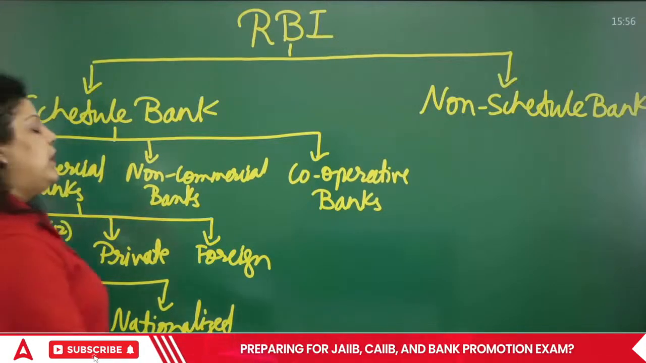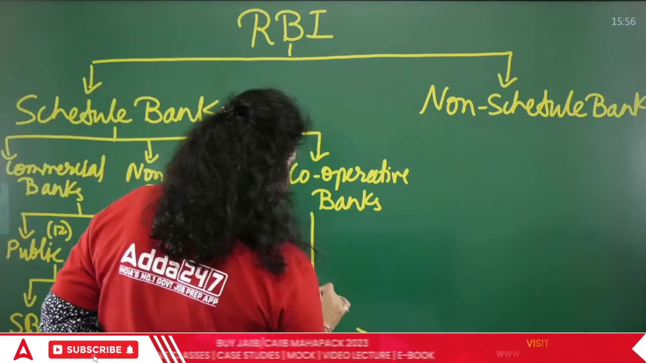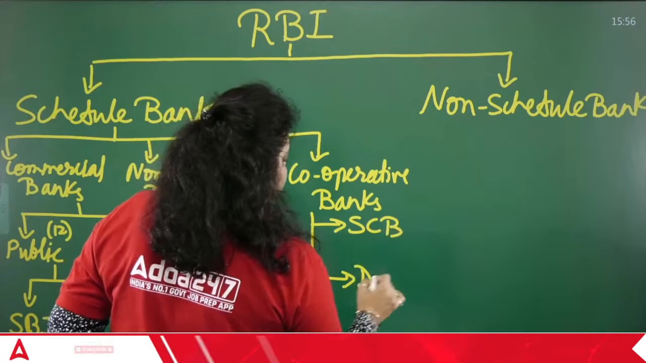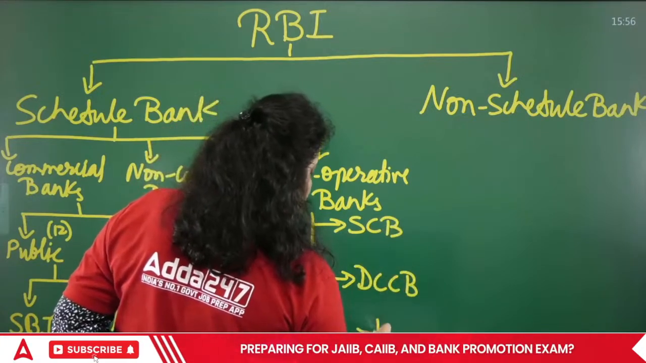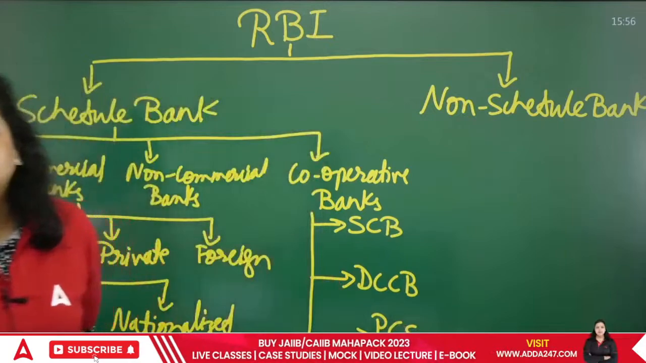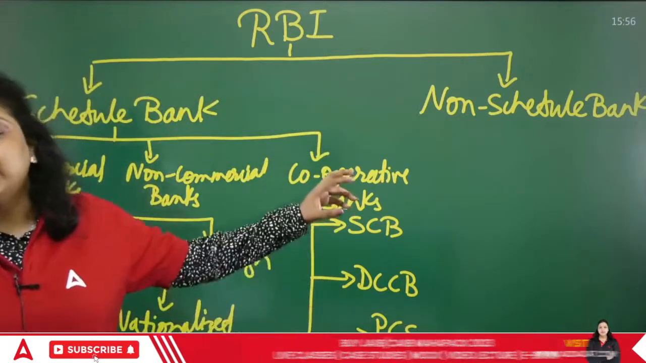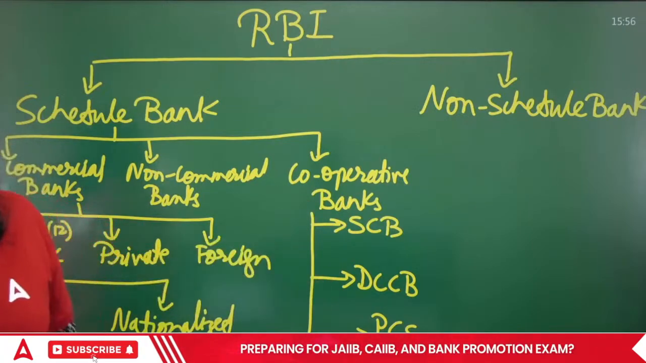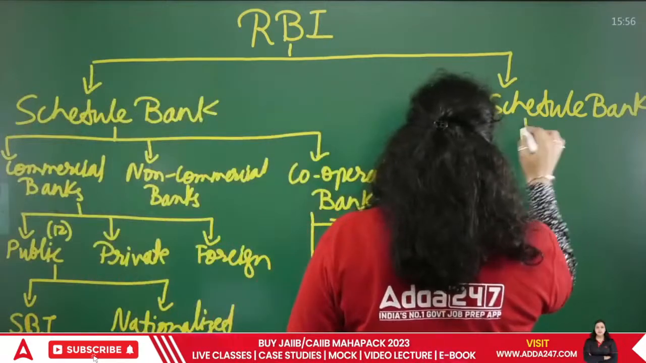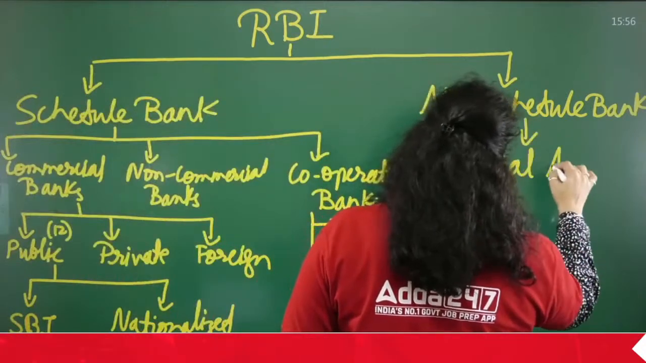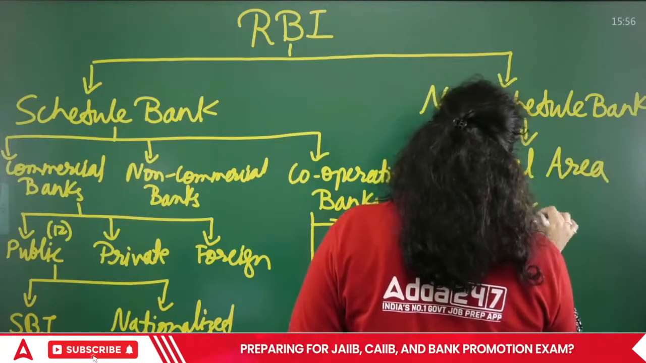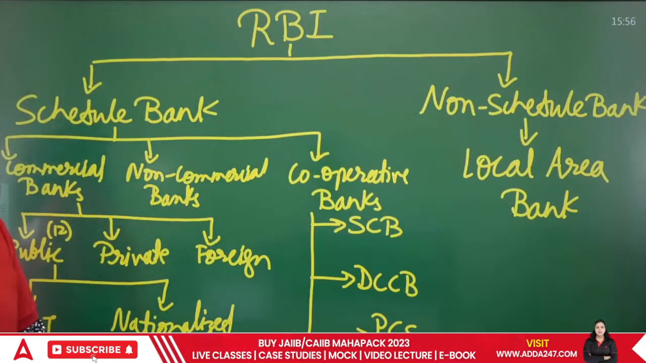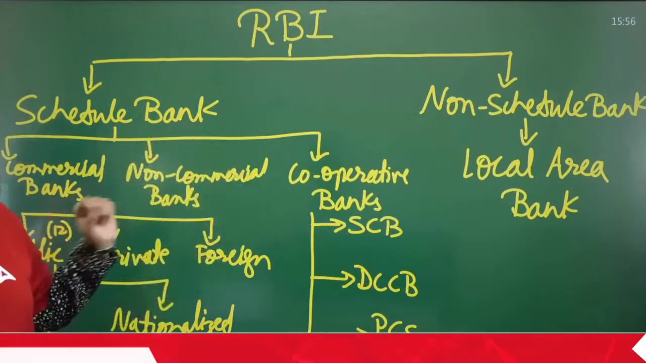Okay, now further the cooperative banks have been divided into three major categories: State Cooperative Bank, District Central Cooperative Bank, and the Primary Credit Society. Primary works at village, district works at district, and state works at the state level. Now the non-scheduled banks are further categorized into local area banks, which are not defined under the second schedule of RBI Act. Clear? So this is the flow chart of the banking system.